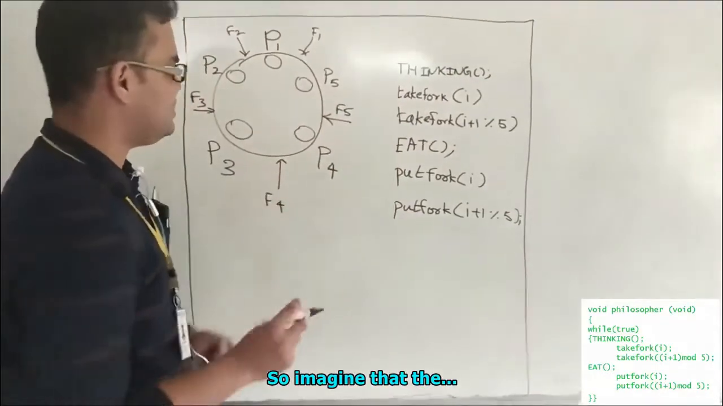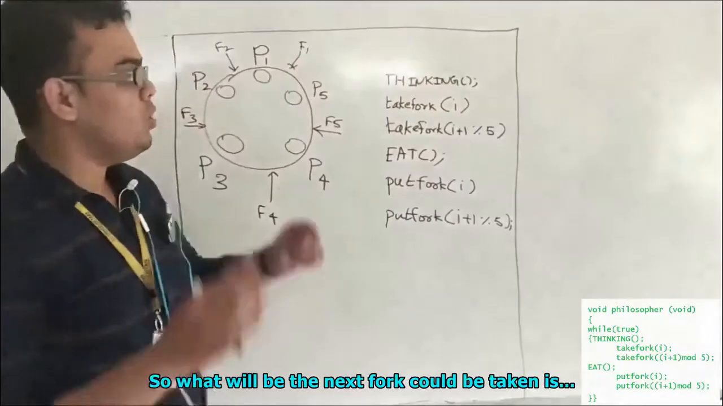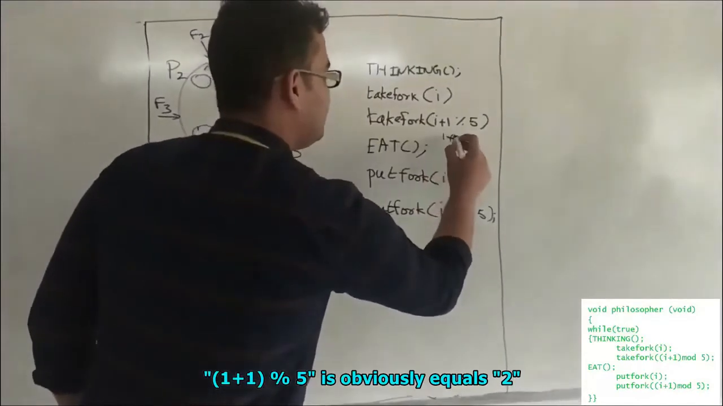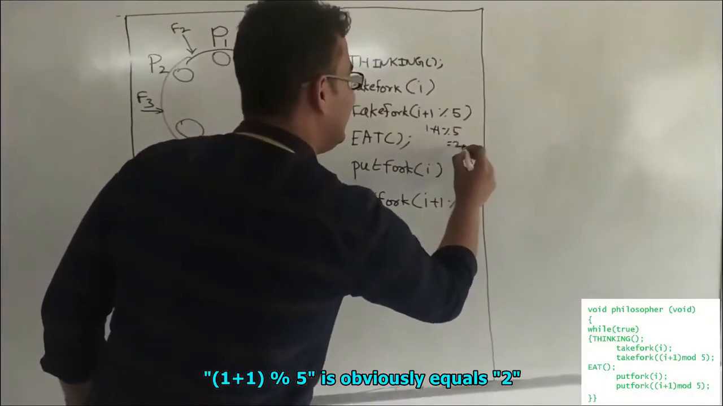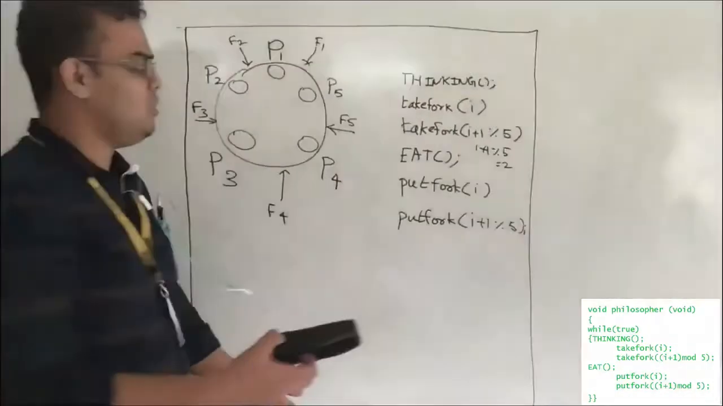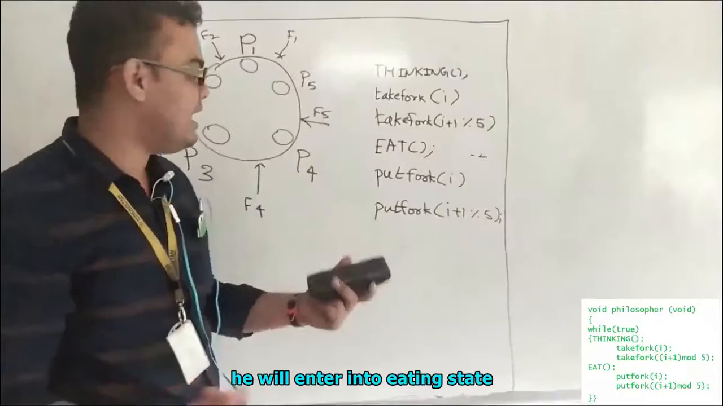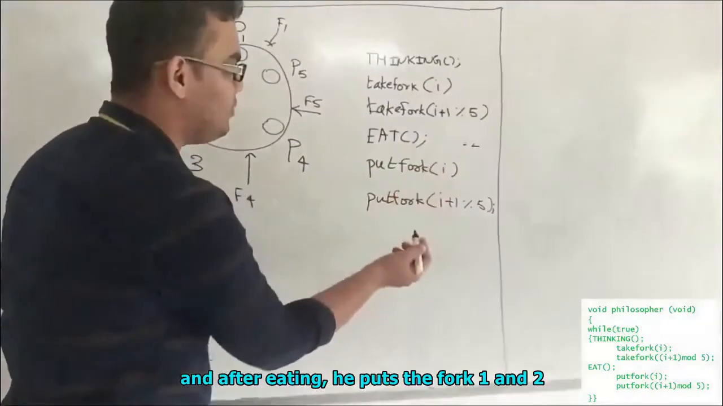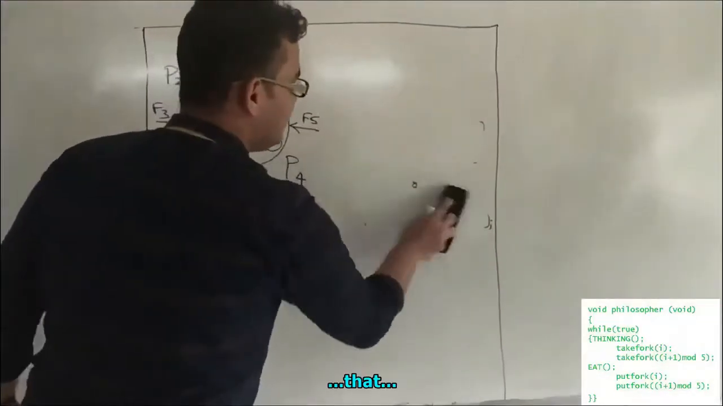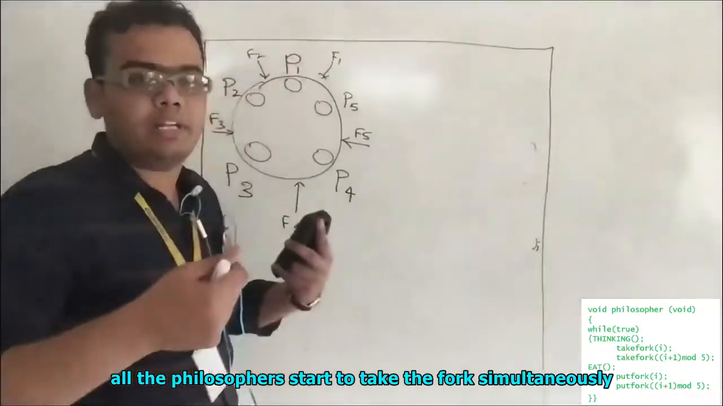So imagine that the philosopher P1 takes the fork F1. His next fork to be taken is 1 plus 1 mod 5, which equals 2. So he will be taking the fork F2. Now after taking both forks, he will enter into the eating state, and after eating he puts the forks 1 and 2.